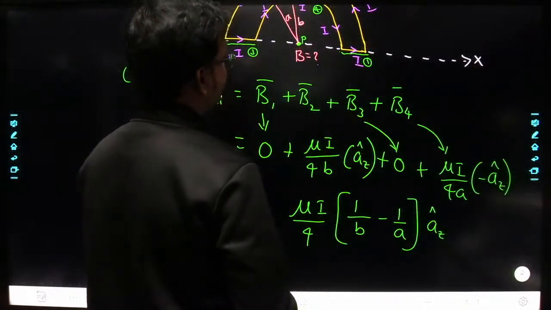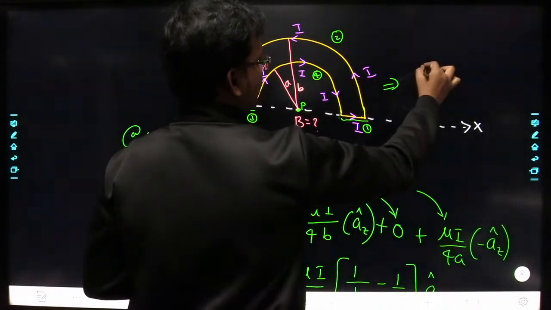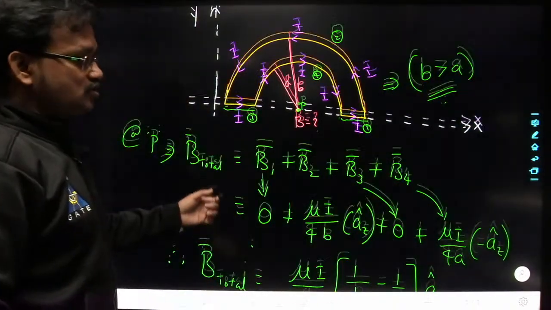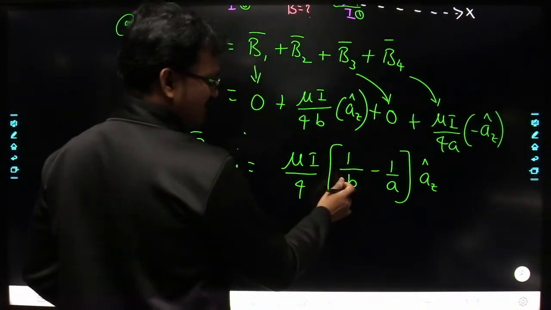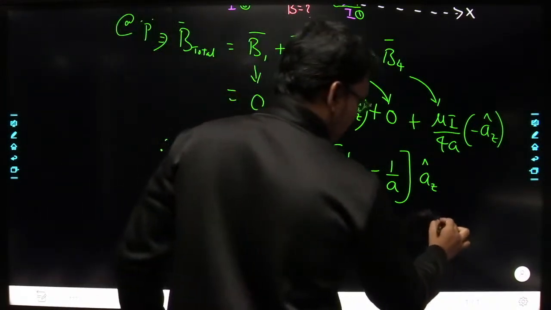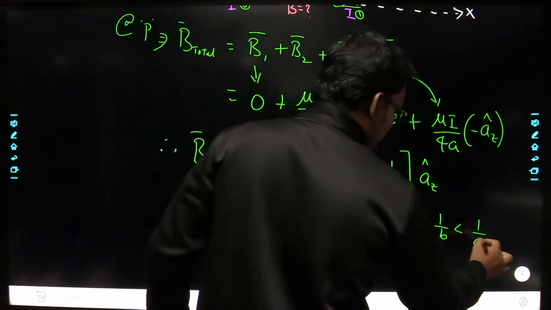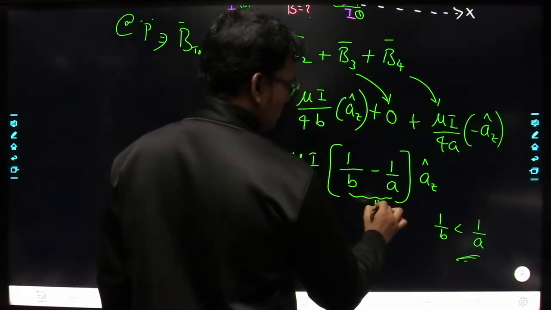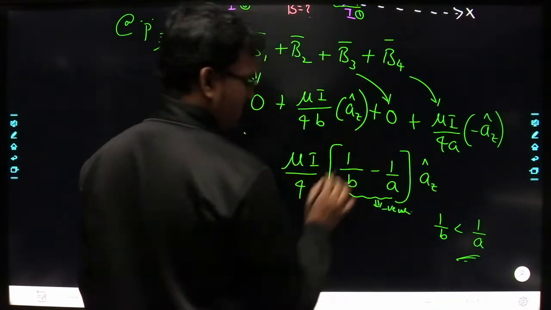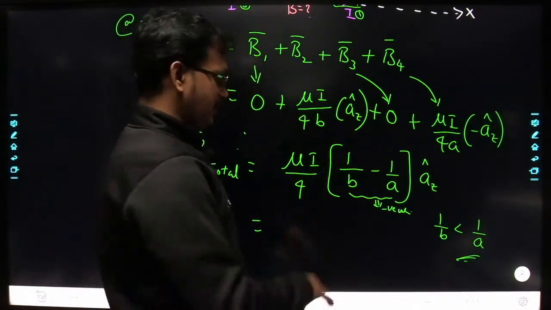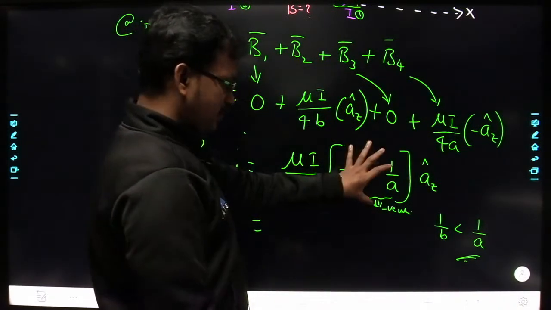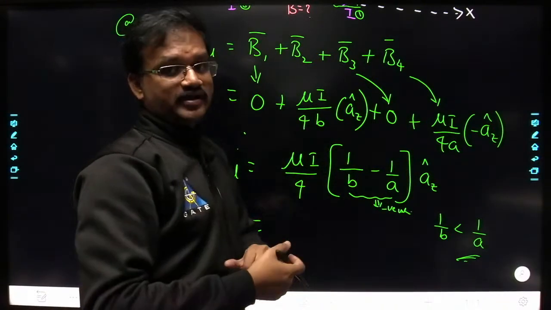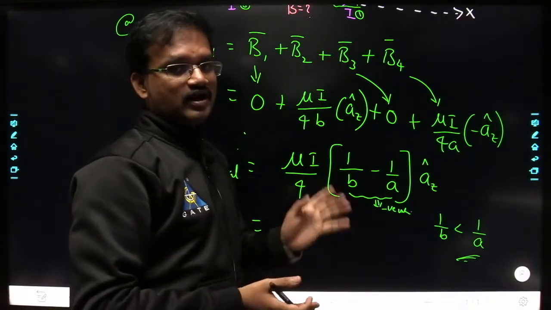Now which is greater and which is smaller here? In this problem we got B greater than A. Yes or no? B is greater than A, that means 1 by B is less than 1 by A. So 1 by B less than 1 by A means you are going to get some negative value. Then that minus multiplied by AZ cap is going to point in which direction? Negative Z direction. So the resultant B field will point in the negative Z direction.